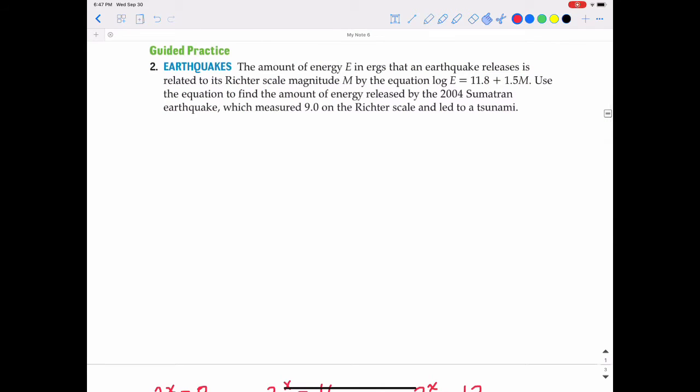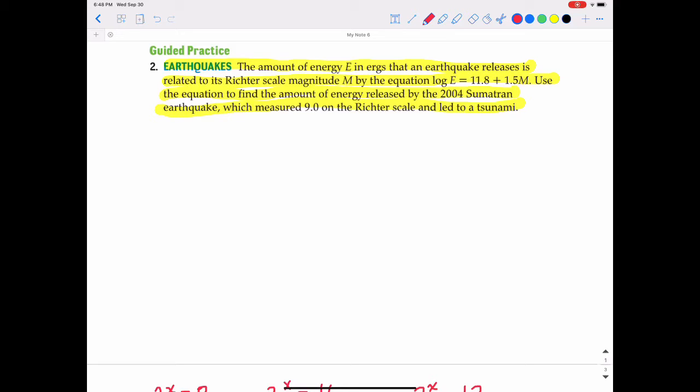Let's try another application of logarithms in real world situations: earthquakes. The amount of energy E in ergs released by an earthquake is related to its Richter scale magnitude M by the equation log E equals 11.8 plus 1.5M. Use the equation to find the amount of energy released by the 2004 Sumatran earthquake, which measured 9.0 on the Richter scale and led to a tsunami. This was the famous Christmas earthquake and the Christmas tsunami that killed 250,000 people.